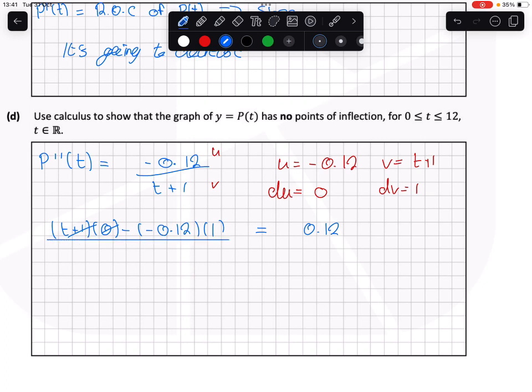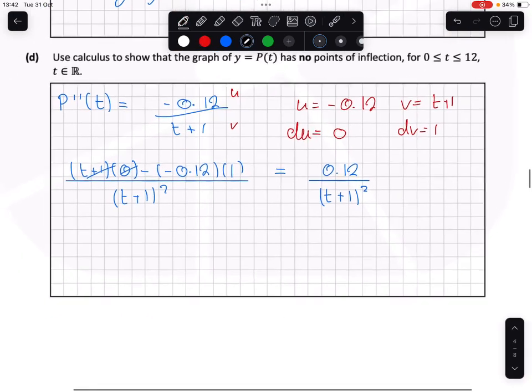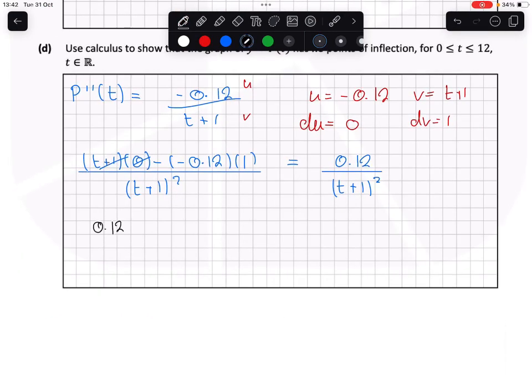So if we look at v, we have t plus 1 squared, so this is all going to be over t plus 1 squared. What does this mean? This means for this to equal 0, we're going to have to multiply both sides by t plus 1 squared. So in other words, what we're actually going to have is 0.12 all over t plus 1 squared equal to 0. If I multiply both sides by t plus 1 squared, what I'm actually going to get is that 0.12 equals 0, which it doesn't.